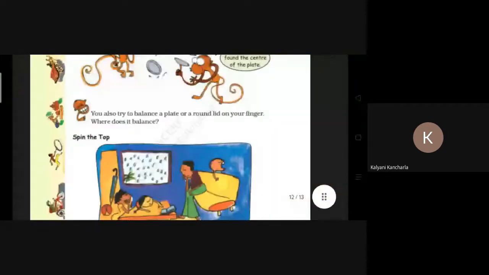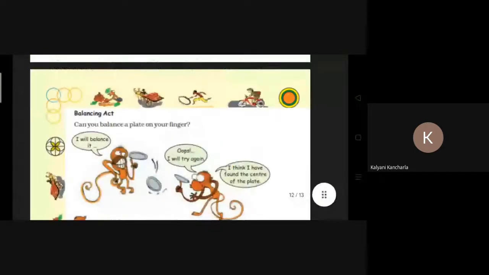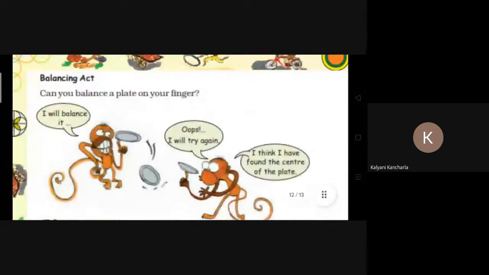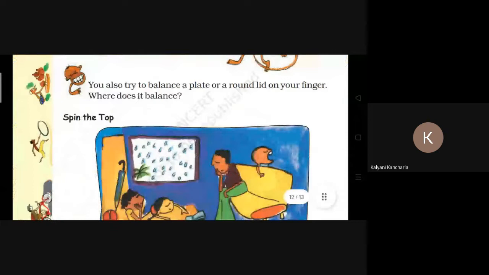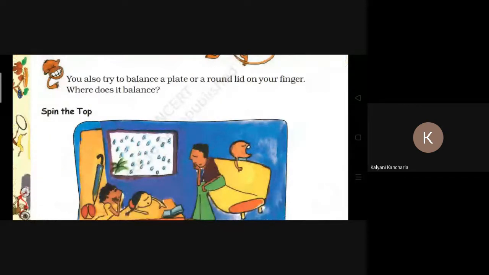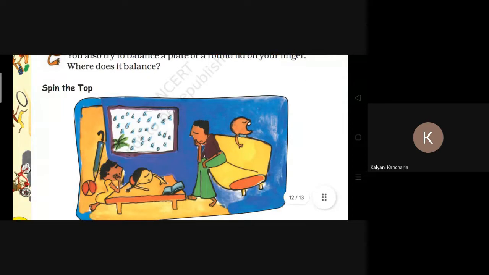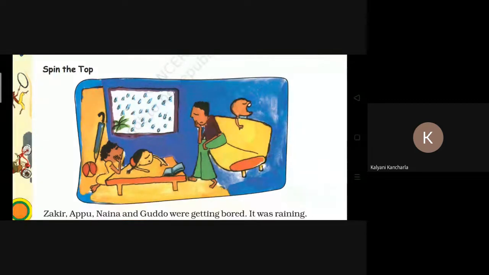Okay, now balancing act. Can you balance a plate on your finger? No, ma'am. I also can't. You also try to balance a plate or a round lid on your finger. If you want to balance, use the steel or plastic plate. Don't go for the crockery set and glass plate. Otherwise, you know what will happen, right? Yes. It will fall off. And you will be scolded.